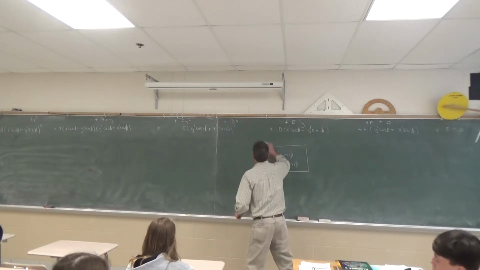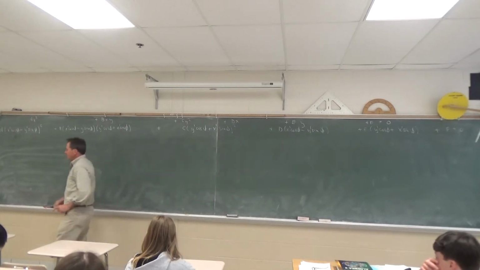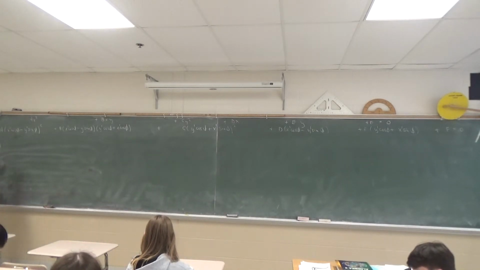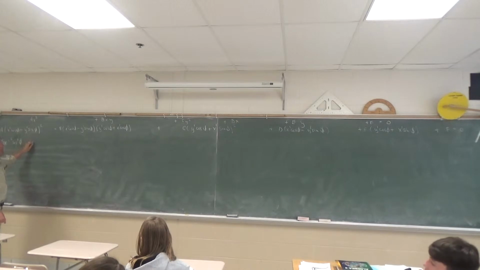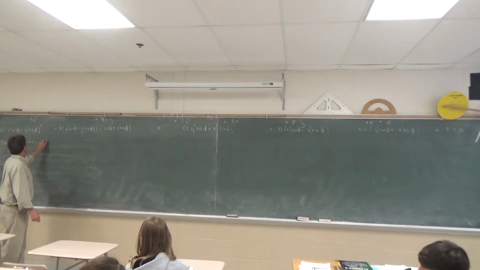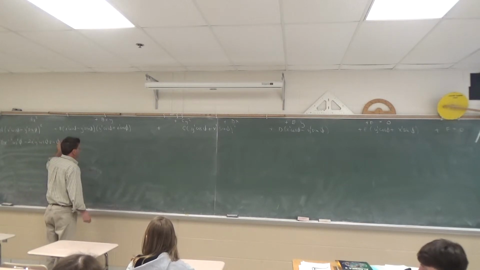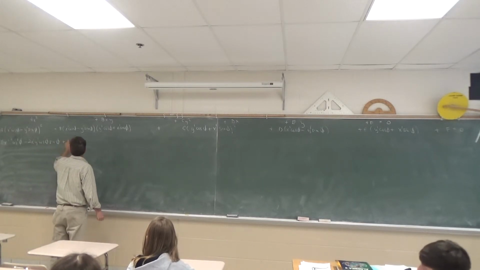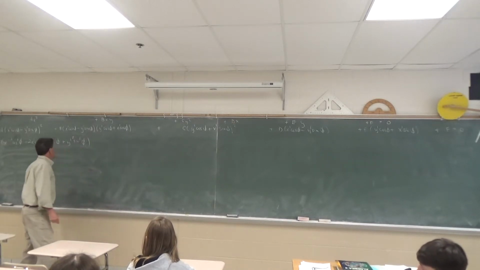Okay. So we have some foiling to do now, don't we? Square the first: x prime squared cosine squared. Double the product: minus 2 x prime y prime cosine sine. Square the last: plus y prime squared sine squared. These are all phis.